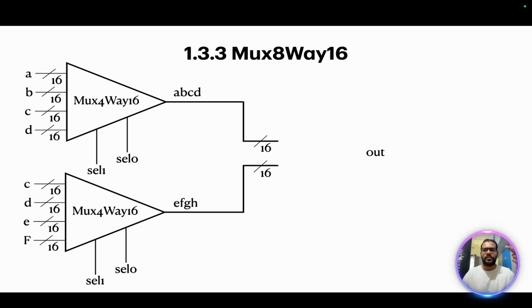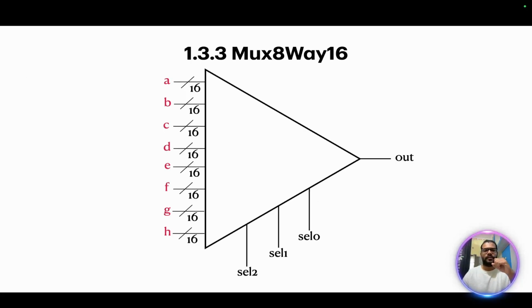So what do we use? MUX 16, and then you're using selector 2 to refine that. Again, 8 inputs, each 16 bits wide, and we are using MUX to select out of all these inputs. So 8, 16 and MUX gives you MUX 8-way 16. These were the MUX chips.